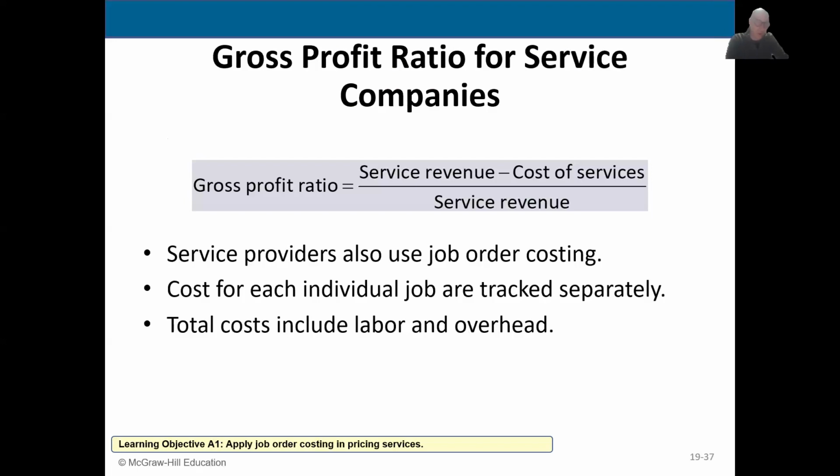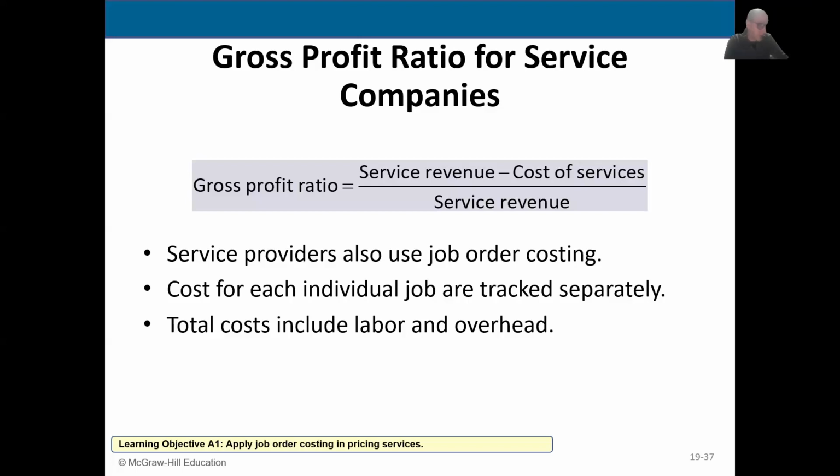Okay, gross profit ratio. I love the gross profit ratio because it tells us, based off of sales, out of every sales dollar, how much is that as profit, right? So for a service business, we would take the sales minus the costs of the service divided by the sales.